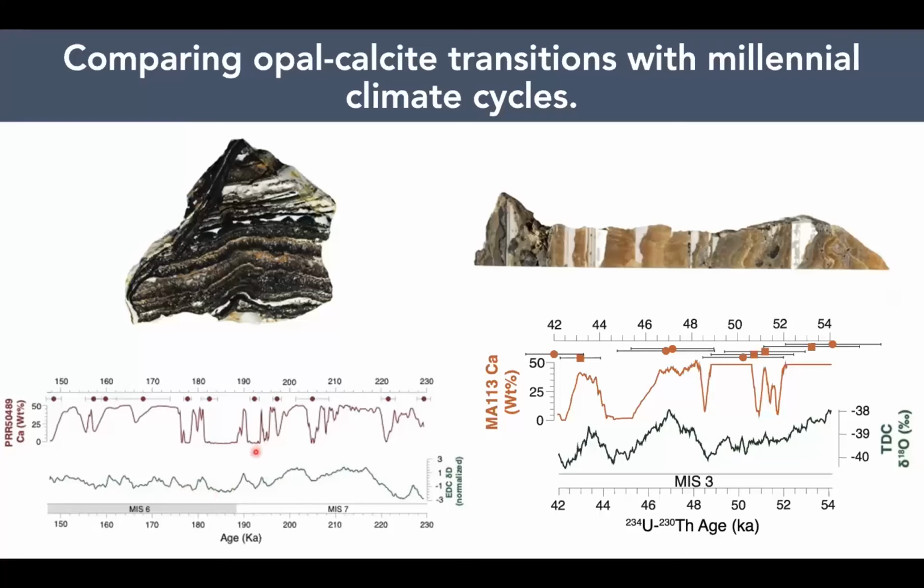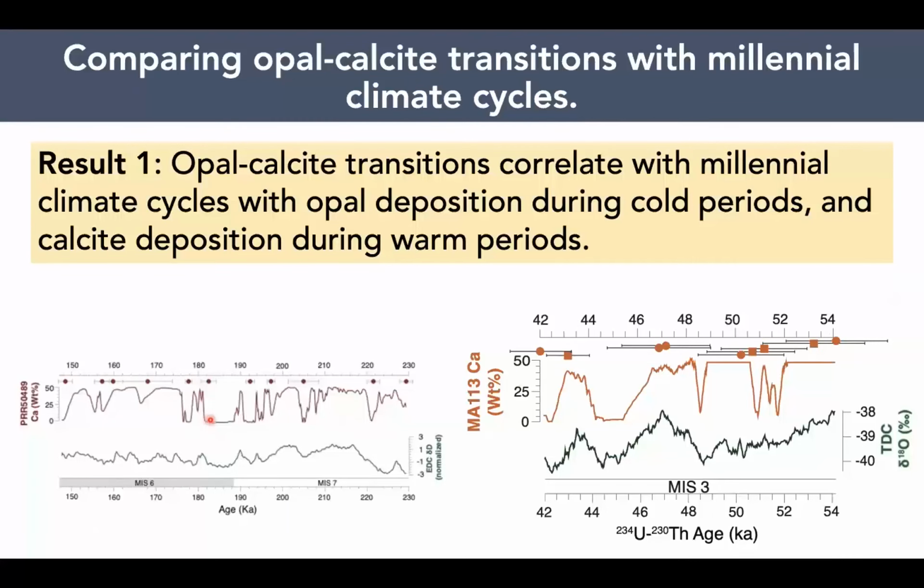And so the first main result that I find here is that when you have these AIMs in the system or in the southern hemisphere climate, that is when you get calcite layers. And it's pretty well correlated in both of these samples. Whereas when you're in a cold period, that's when we're precipitating out opal layers. So again, opal calcite transitions are correlating with these millennial cycles, with opal deposition during cold periods, calcite deposition during warm periods. And so for the rest of the talk, I'll be trying to call on a glaciologic mechanism to explain why we have these episodic shifts in the subglacial environment.